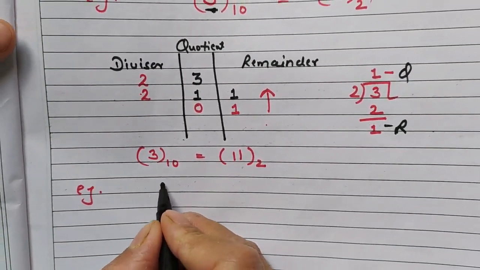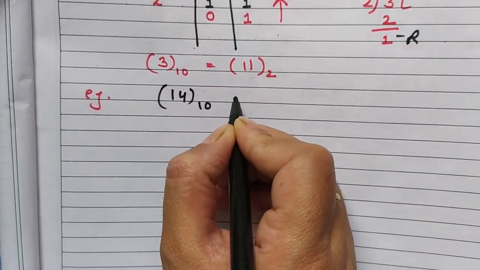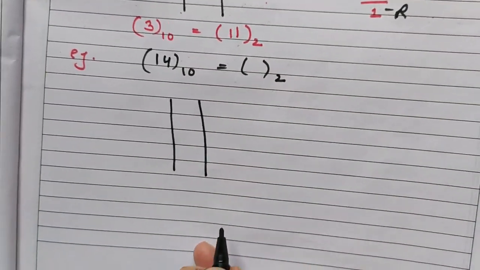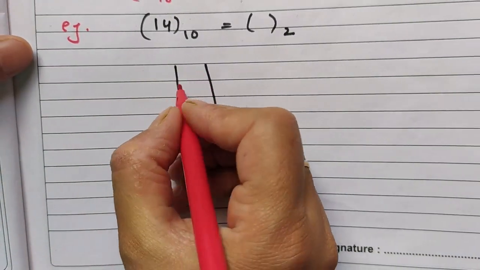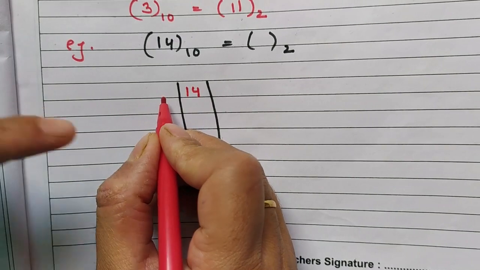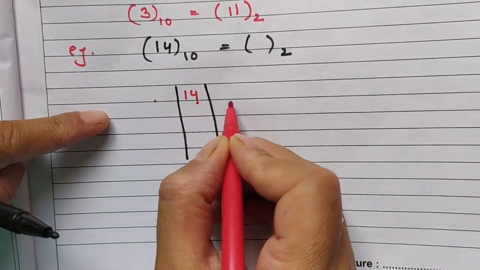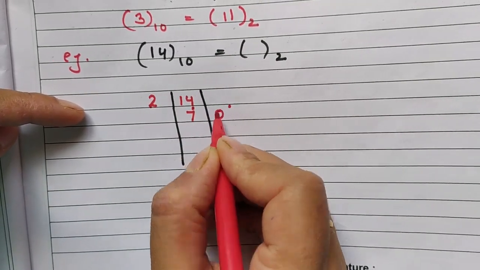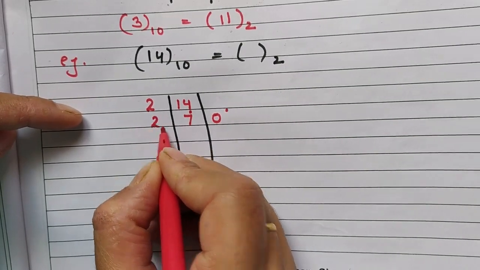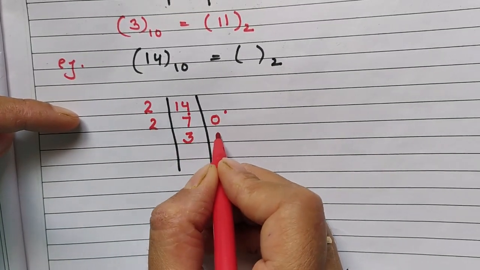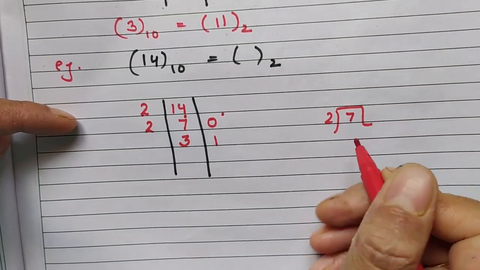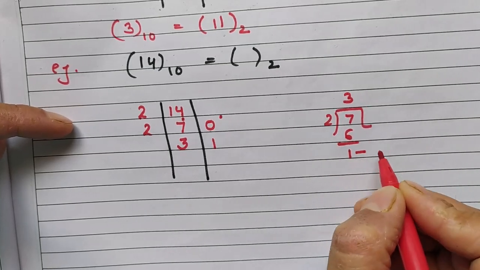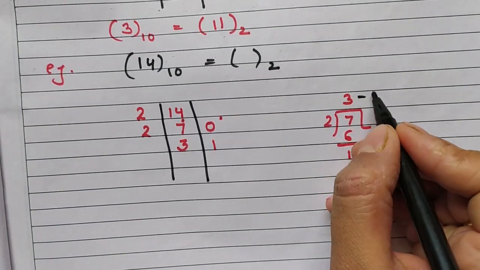Now let's take another example. I have the number 14, which I need to convert to its binary form. Again the same thing: I will draw 3 columns and take the number 14 here, the first column for the divisor, second for the quotient, third for the remainder. I divide by 2: 2 sevens are 14, so the remainder is 0. Then 2 threes are 6, and 1 will be the remainder because 7 is an odd number. You can do the rough division like this in the beginning: 2 threes are 6, 7 minus 6 is 1. So this 1 is the remainder and this 3 is the quotient.